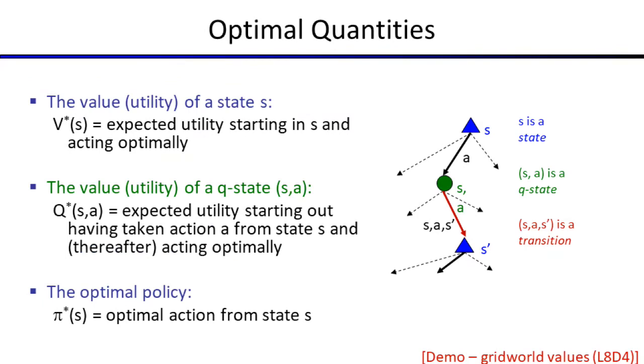The value of a transition, or a Q state, is the discounted value of the state that it is going to transition to, and the value of a state is equivalent to the value of the best possible transition that leads out of that state. This is somewhat of a circular definition, but it is generally solvable.